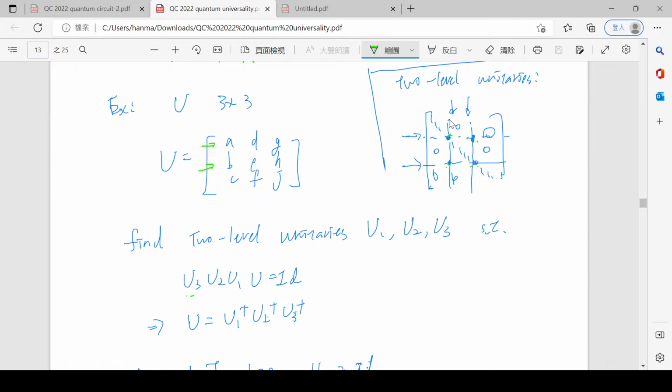Any questions? It seems there's a little confusion on the two-level unitary. So once again, a two-level unitary is like a block diagonal matrix. It's identity everywhere, with diagonal entries 1 and off-diagonal entries 0 everywhere, except in two dimensions.